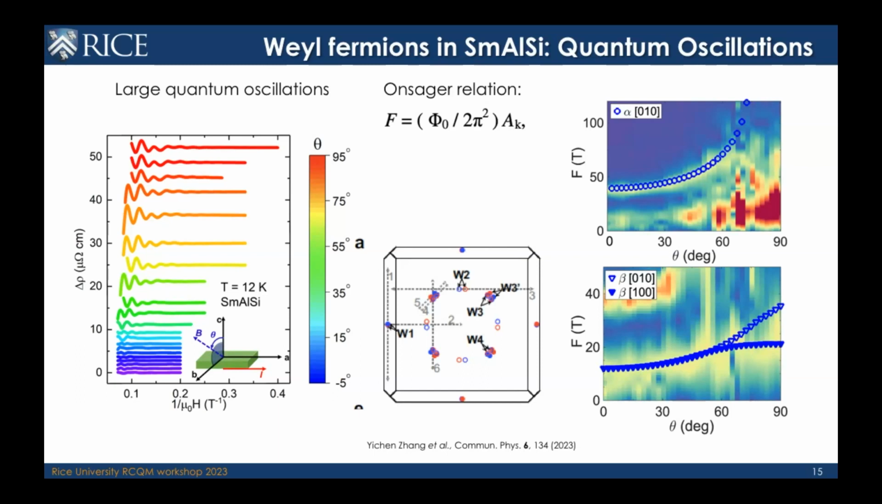And when we map that out with the calculations, what we find are these pockets, alpha and beta pockets, that correspond to Weyl 1, Weyl 2 points identified in this calculation. And what this tells us is that indeed those Weyl points, the ones identified both from ARPES and from quantum oscillations, are close to the Fermi surface.